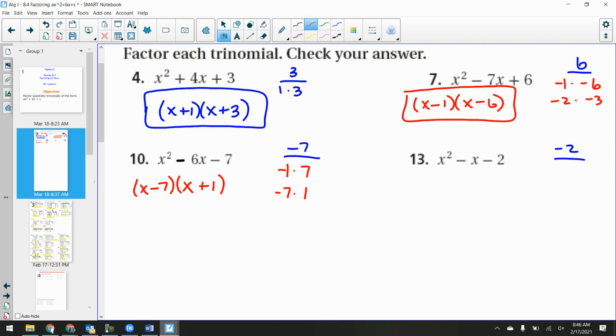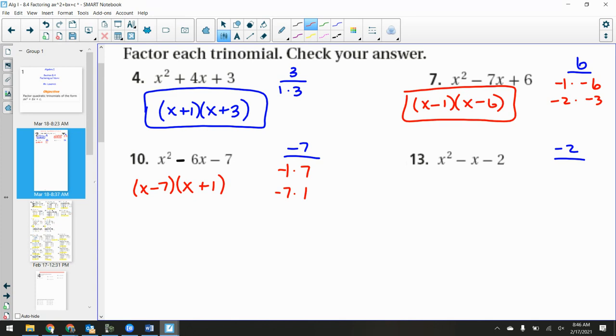Does it matter which order it's in? No. The order does not matter, but here's what you can't do. You can't say x plus 7, x minus 1. You can't flip the sign, but it doesn't matter which order it's in. Like you could say x plus 1, x minus 7, or x minus 7, x plus 1. But you can't flip the signs in between.